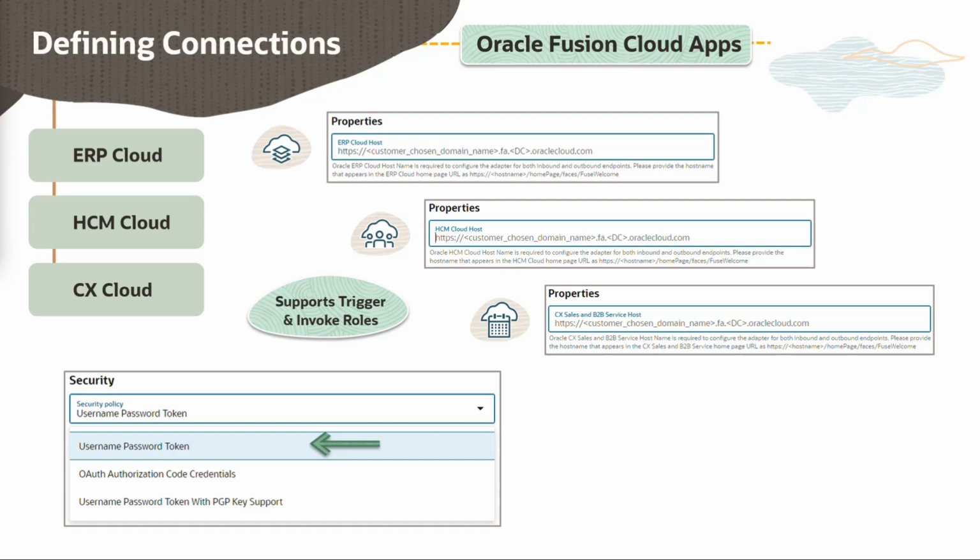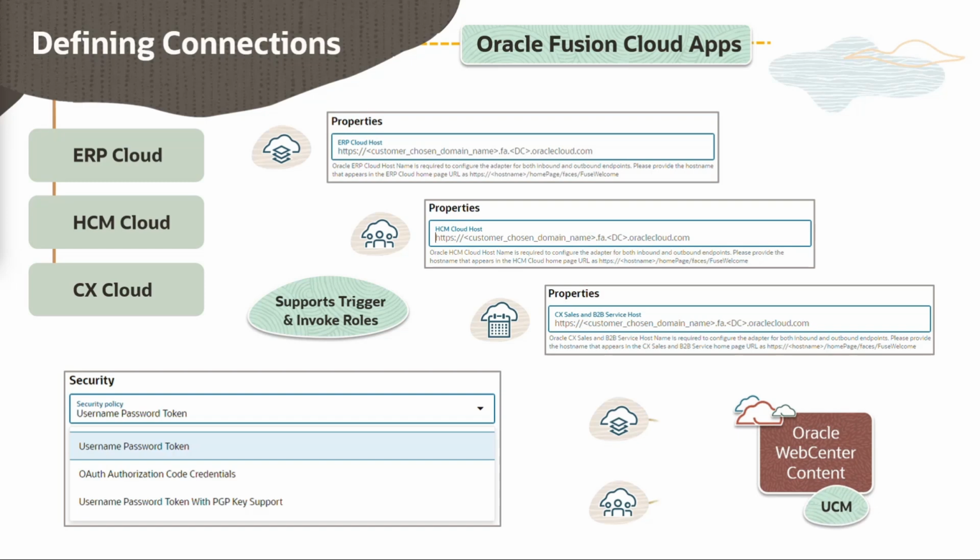Incidentally, you'll use this option later on if you choose to do the hands-on lab exercises for this course. And for those ERP and HCM cloud connections that will also need to upload files directly to Oracle WebCenter Content, commonly known as UCM or Universal Content Management, there is also the option to upload the public and private keys required for PGP encryption support.